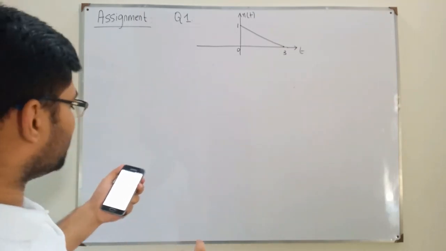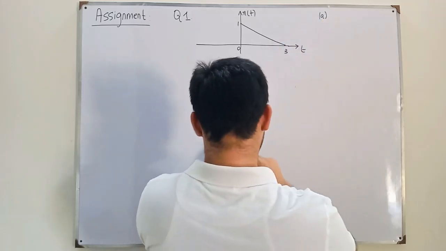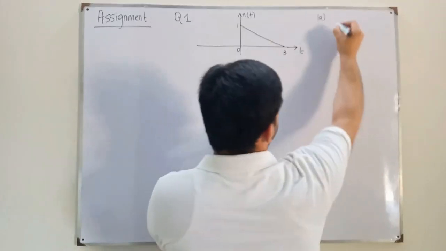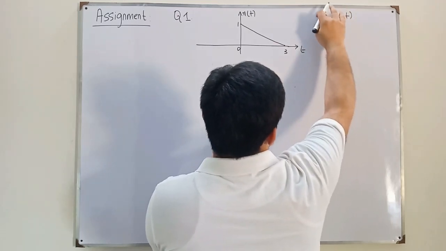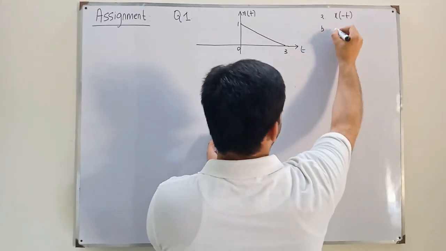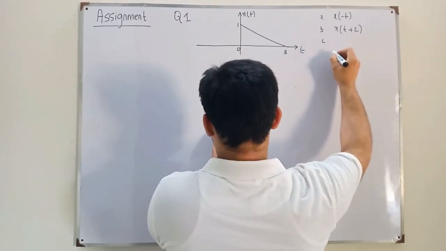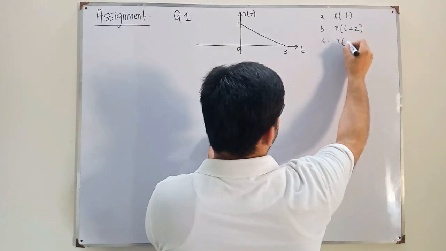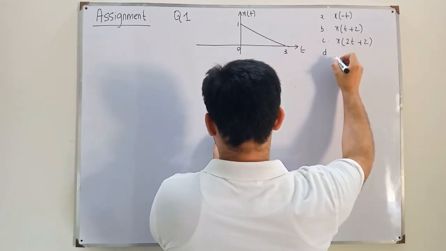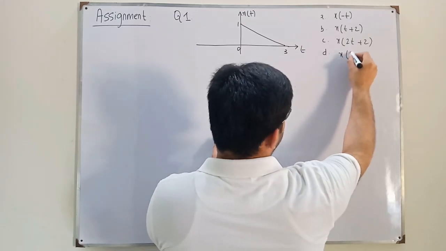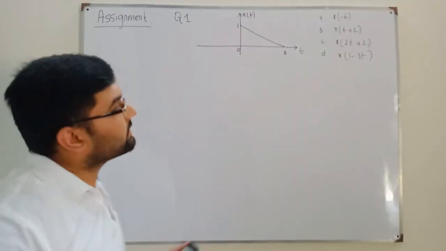Now you are asked to sketch four different forms. You have x of negative t in part a, x of t plus 2 in part b, x of 2t plus 2 in part c, and finally in part d you have x of 1 minus 3t. So these are what are asked.